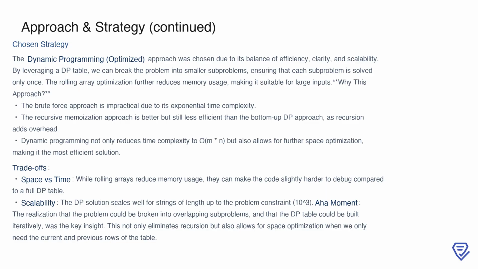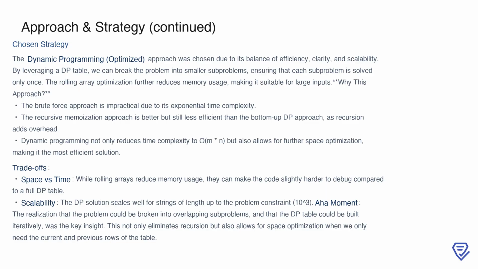By breaking the problem into smaller subproblems and solving each just once, we achieve a time complexity of O(m*n). The rolling array reduces memory usage significantly, making this approach well suited for large inputs. Brute force was ruled out because its exponential time complexity makes it infeasible for even moderately sized strings. Recursive memoization, while an improvement, still involves recursion overhead and risks stack overflow for large inputs. Dynamic programming strikes the right balance, offering both time efficiency and space optimization.